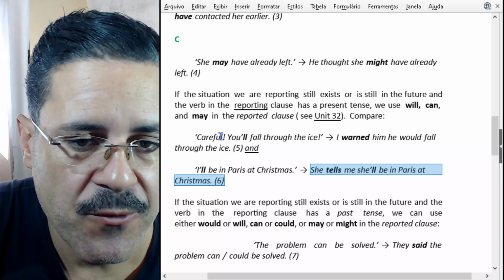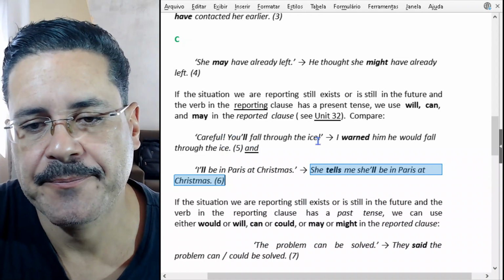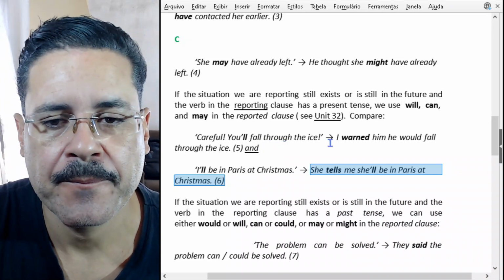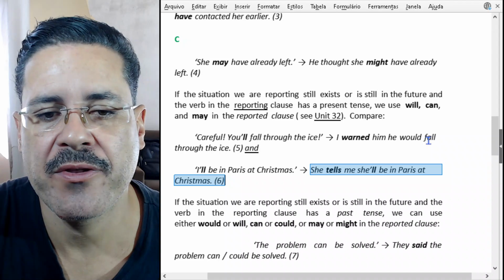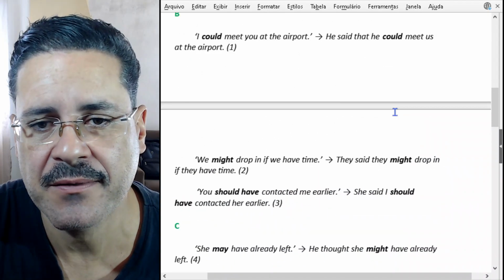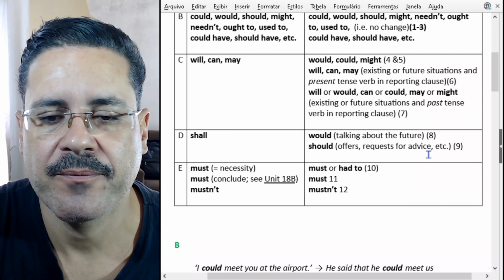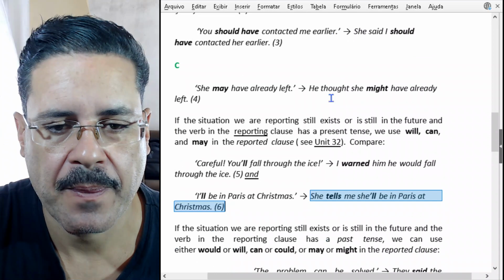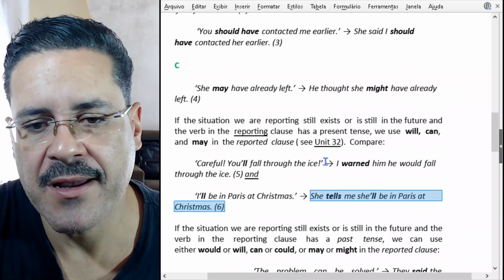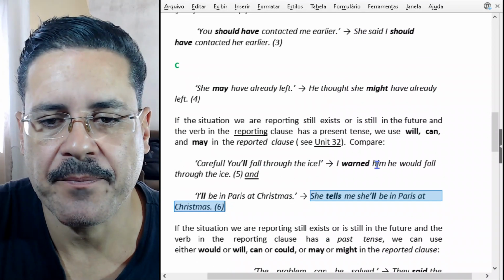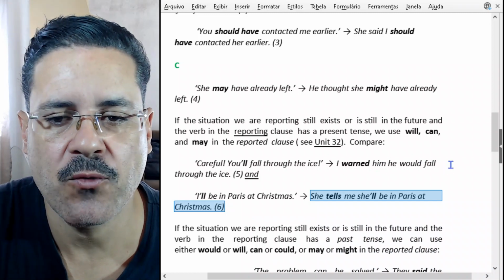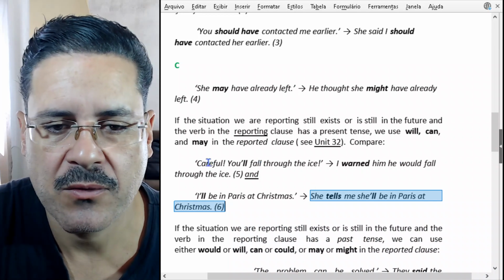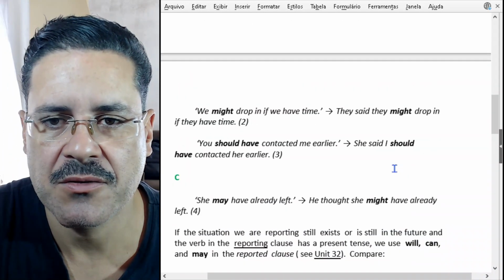Compare. Careful, you fall through the ice. I warned him he would fall through the ice. This is number 5, right? So we're changing the modal verbs. For will, we use would. Will, would. Notice.